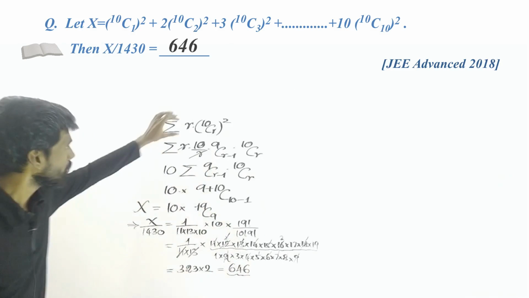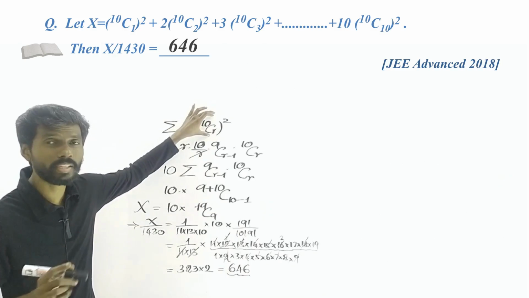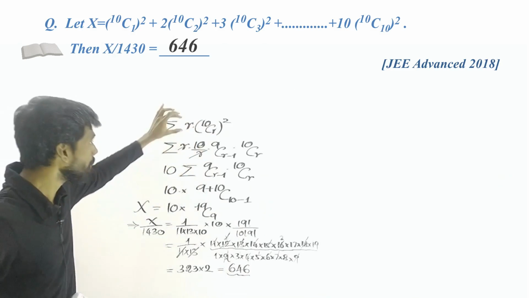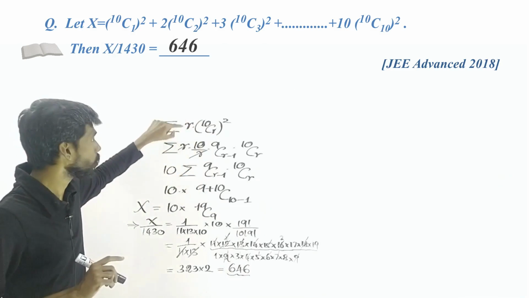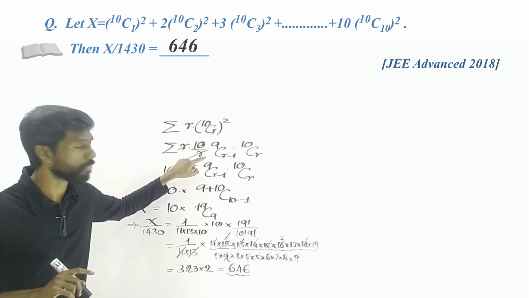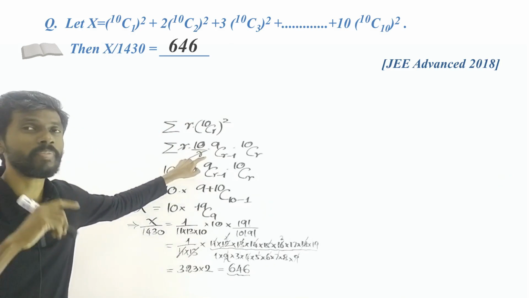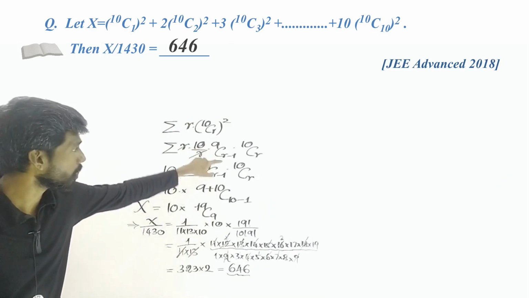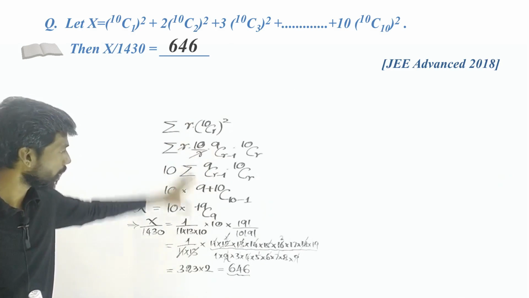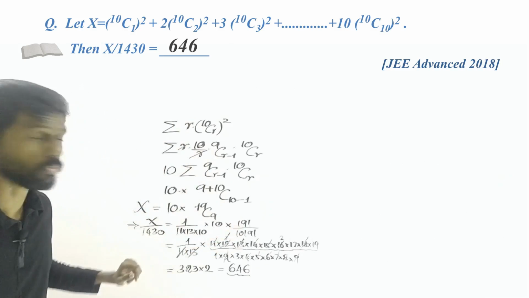Same thing. See, this is the summation of r times nCr squared. We already know the formula, but this r is there, so we don't want it. To eliminate this r, we use this formula: nCr equals n by r multiplied by (n minus 1)C(r minus 1), to remove this r. The rest of the calculations are the same as the previous one.